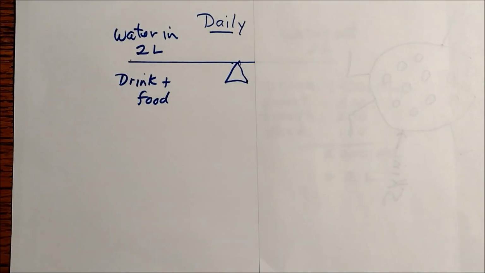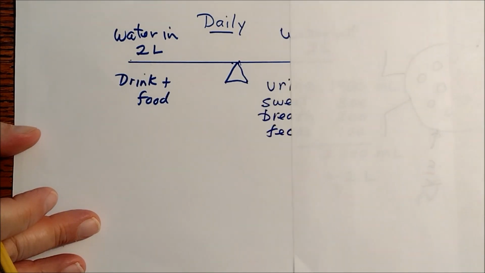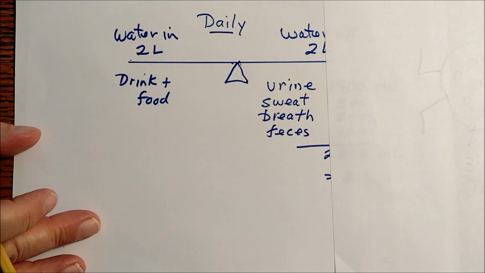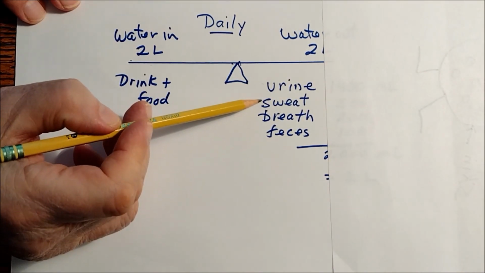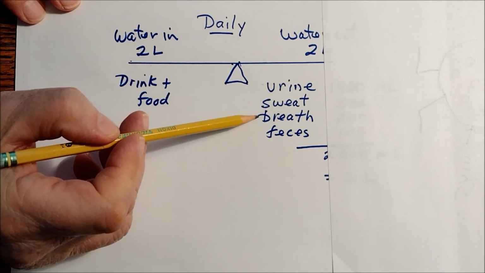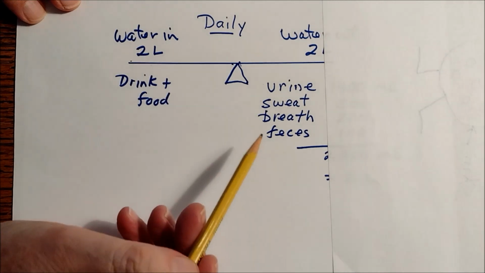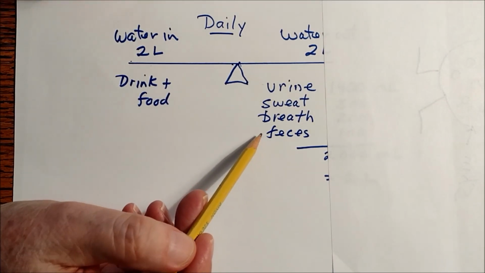Now, if you took in that amount of water and you never let it out, what would happen? Well, you'd grow up into a big ball and you'd pop, right? So there must be a way that the water goes out. And here are the ways that the water goes out. Through your urine, through sweat, through your breath when you exhale, and a little bit in your feces to keep the feces moist.